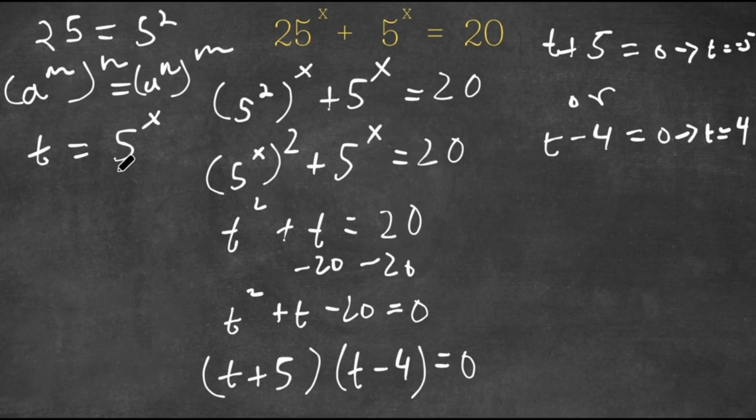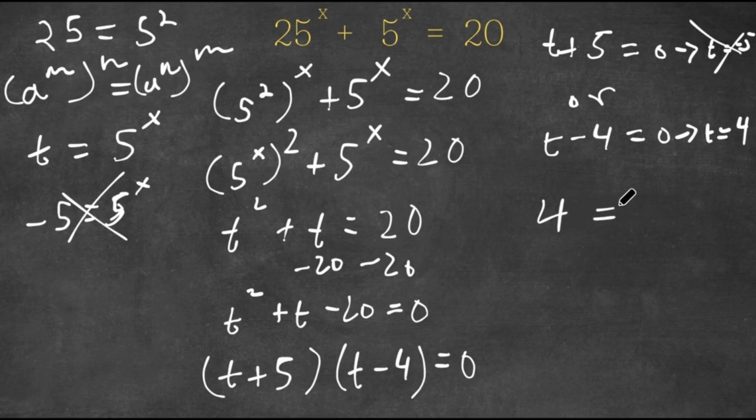So now remember, we set t equal to 5 to the power of x. So let's first try the value t equals negative 5. If t equals negative 5, then I have negative 5 is equal to 5 to the power of x. And this can actually not be solved. This has no solution because you can't take a power of a positive number and make it negative. So t equals negative 5 is wrong. That means that we are simply left with t equals 4.